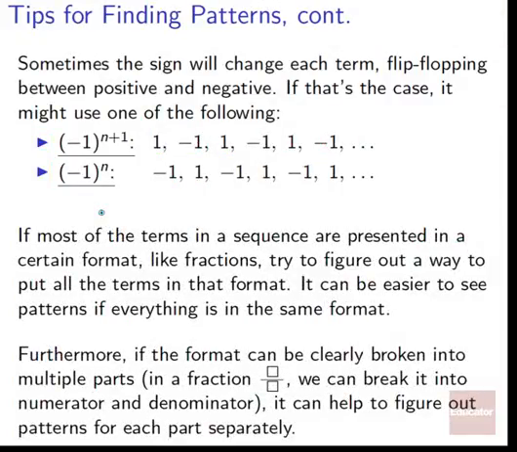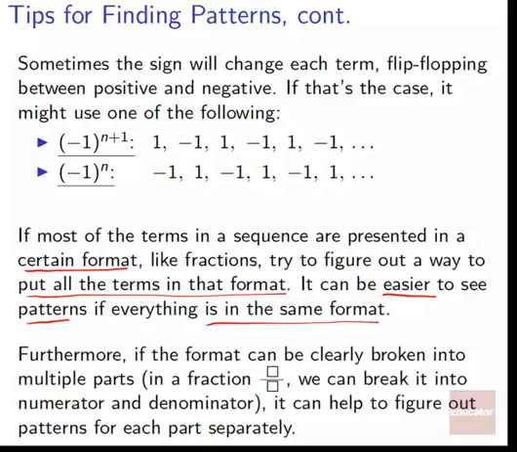If most of the terms in a sequence are presented in a certain format, for example, they're all fractions, try to figure out a way to put all the terms in that format. So if most of your terms are fractions, make all of your terms fractions. It can be a lot easier to see patterns if everything is in the same format. If you get all of your sequence terms in the same format, it normally causes patterns to appear more readily.